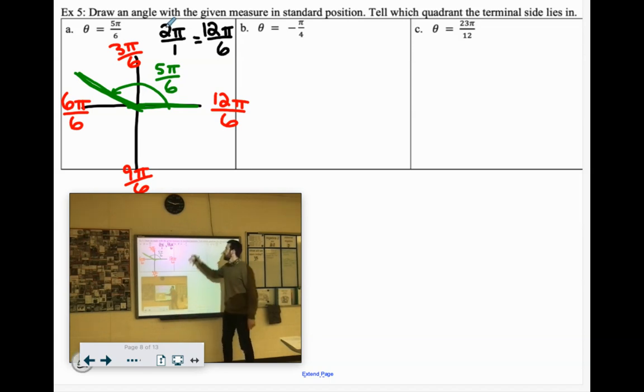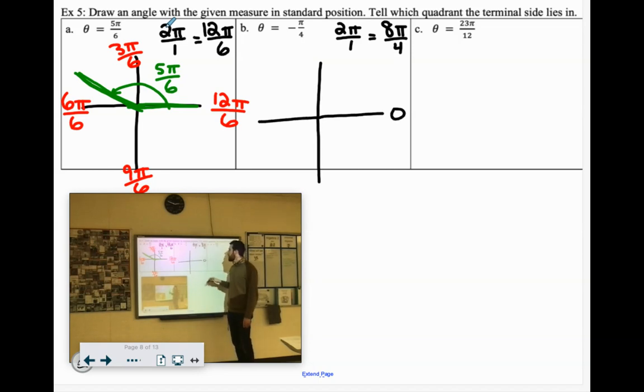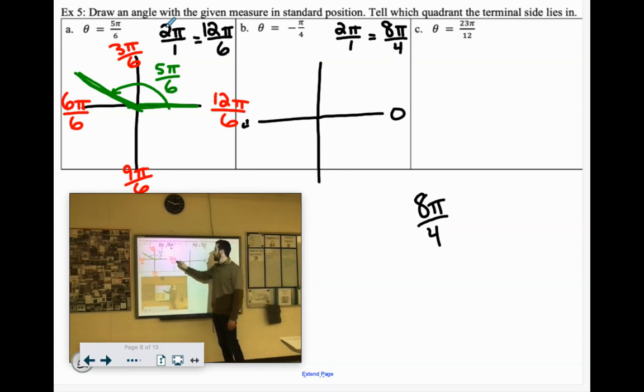All right, so this one has fourths. So 2 pi over 1 represented as fourths, you'd have to multiply by 4. One full rotation would be 8 pi over 4. So if we're starting with 0 here, and then the second time around it's going to be 8 pi over 4. Half of 8 pi would be 4 pi. So 4 pi would be over here, 4 pi over 4, which again, I know it simplifies to just pi. I get it. And we're actually going negative here. So this will be negative 4 pi over 4.